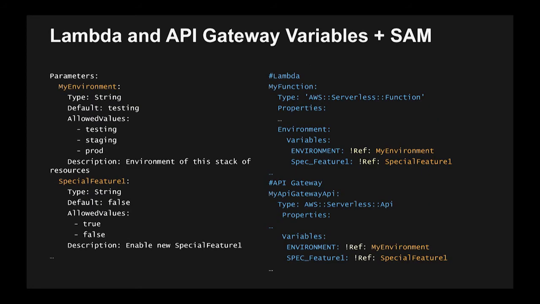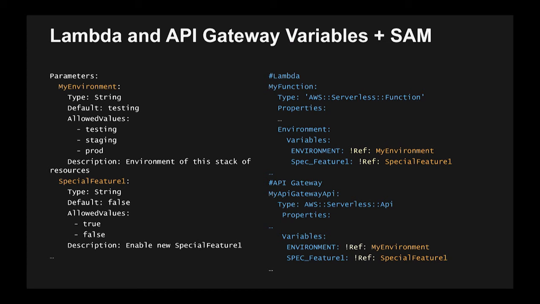So, examples of what this looks like in SAM. What we have here is a parameter over on the far left called my environment. We also have one called special feature 1. And then what we have is the Lambda function resource, and then the serverless API gateway endpoint resource, basically showing you what it looks like to include these. So when we go to launch this SAM template, we can pass in as parameters these two values, which will then get passed into the underlying services themselves.